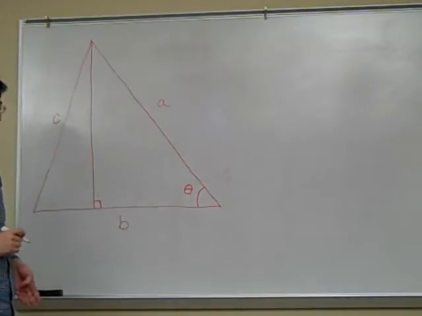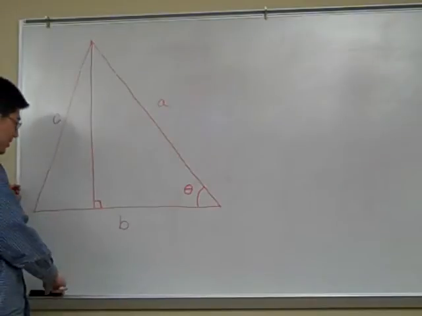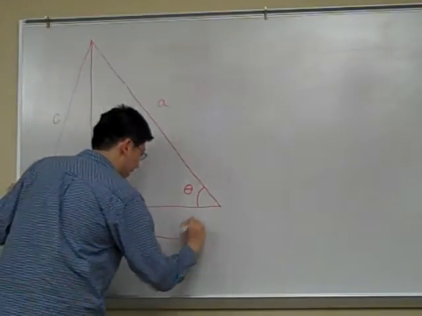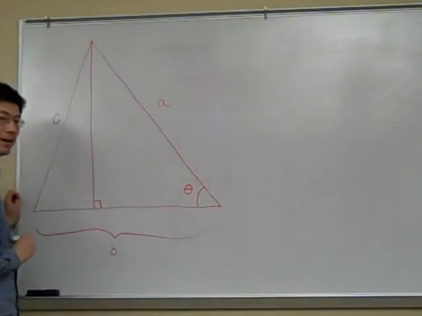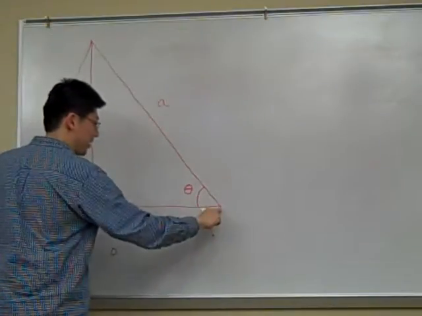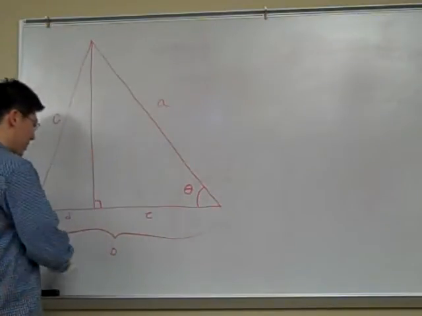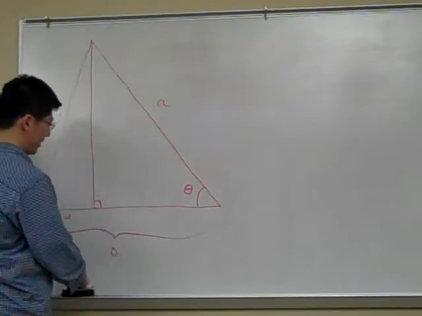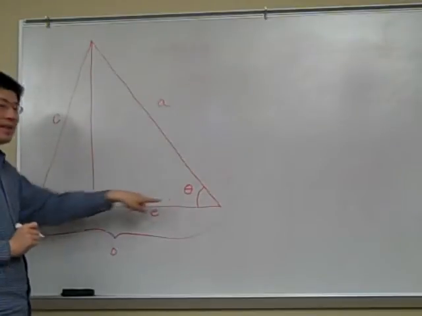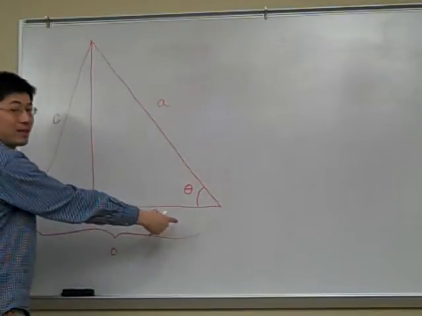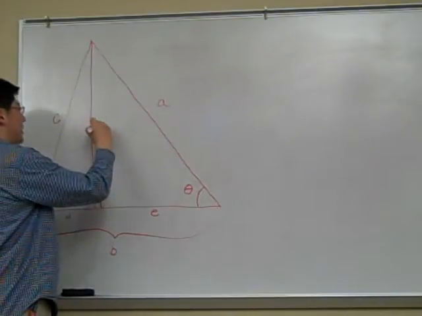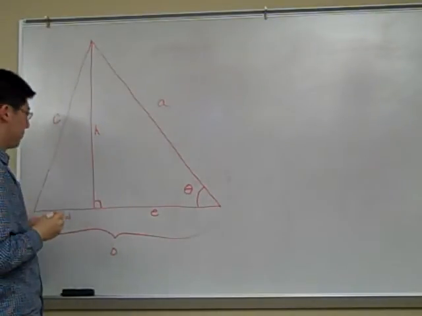Then let's give some names to the lengths of this base. B is, of course, the entire length of the bottom side. Let's call this small distance here D, and the distance from here to here E. So we drop down the perpendicular line from this vertex, and it cuts the base into two sections with lengths D and E, and D plus E is going to be equal to B. Okay. So let's label this thing here H for the height.